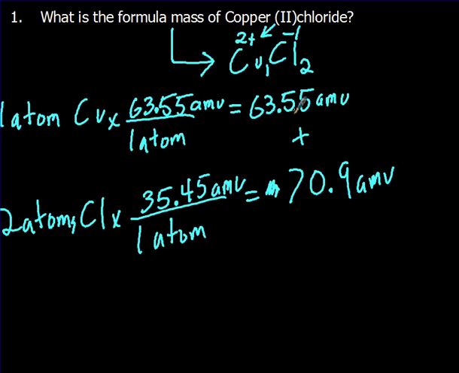The very last thing you do to find the total formula mass is add these two numbers. So 63.55 plus 70.9. So your total formula mass for copper 2 chloride is 134.45 AMU. That's your answer.